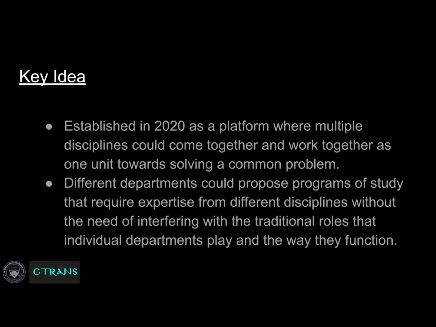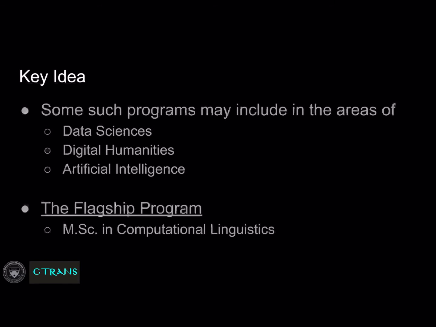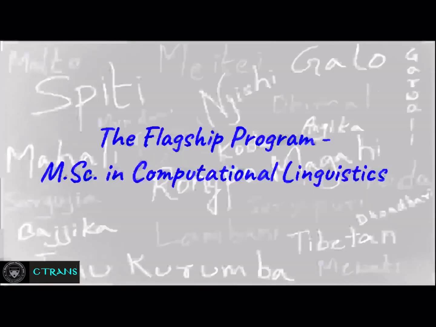And so running these kinds of programs within one department might not be very fruitful. So that was the reason why the center was proposed, and some of those programs, the transdisciplinary programs, could include areas of data sciences, digital humanities, or artificial intelligence. The flagship program of the center, as you could see, is the M.Sc in Computational Linguistics.